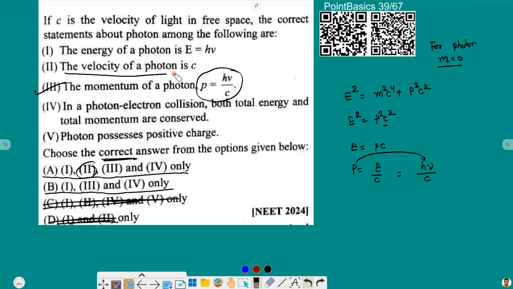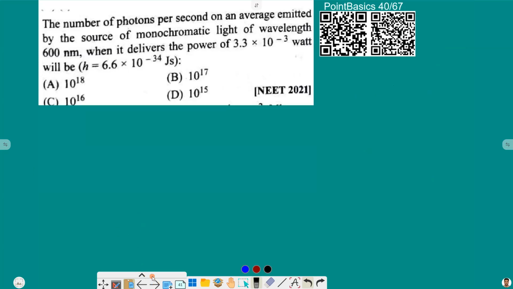The velocity of the photon is c, and we have already discussed that we assume the photon is traveling in free space, so its velocity will be equal to the velocity of light, that is c. So the second statement is going to be right here. If the second statement is right and it is not included in option B, we can neglect option B also. So option A will be the right answer here. With this, let's move to the next one.